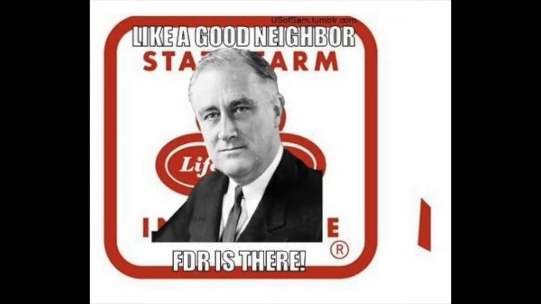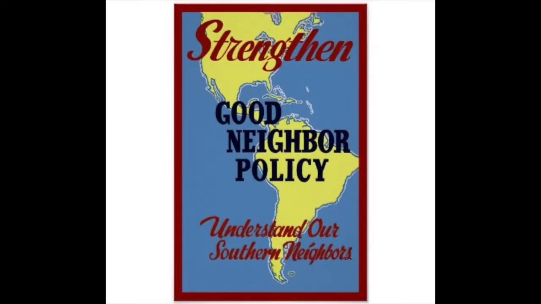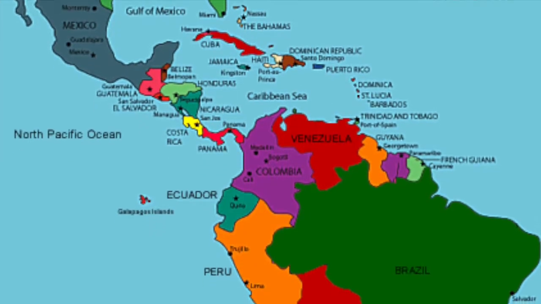So we're going to be looking at the U.S.'s backyard in World War II, and basically what that encompasses is the good neighbor policy and the hemispheric cooperation. And all you really have to know is, like a good neighbor, FDR is there. Nah, kidding aside, it was a lot more involved than that, but it was created by Franklin Roosevelt in 1933 to help strengthen relations with Latin American countries.